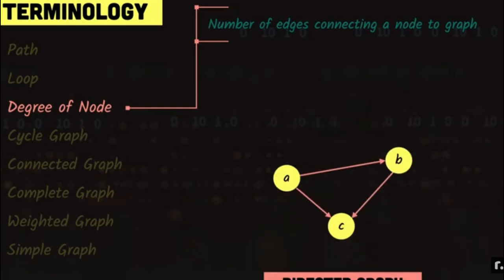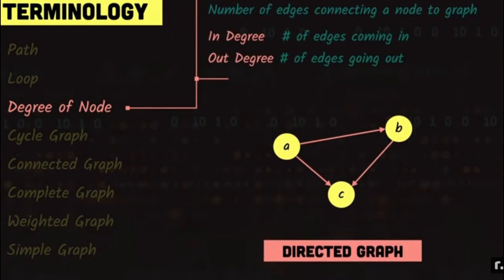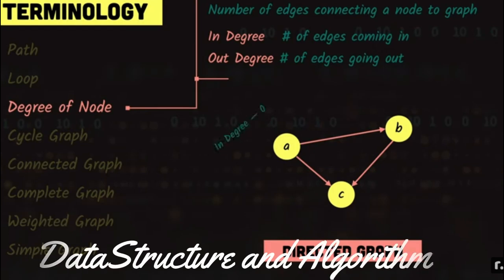Next we have a directed graph. In a directed graph we have two types of degrees for each node, the in degree and the out degree. In degree means the number of edges coming into the node, and the out degree means the number of edges going out of the node. If you look at this example, we don't have any edges coming into the node A, so the in degree of A would be 0. But there are two edges going out of the node A, so the out degree of A would be 2.